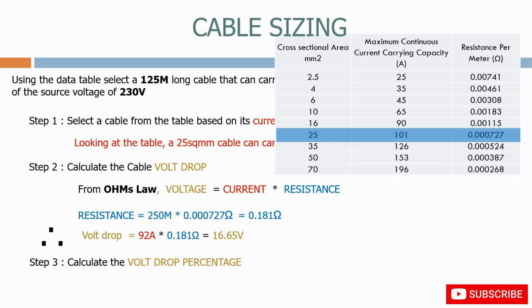Step 3 is to calculate the volt drop percentage. Percentage equals 16.65 volts from the equation above, divided by 230 volts, which is the source voltage, equals 7%. Therefore, a 25 square millimeter cable is okay.